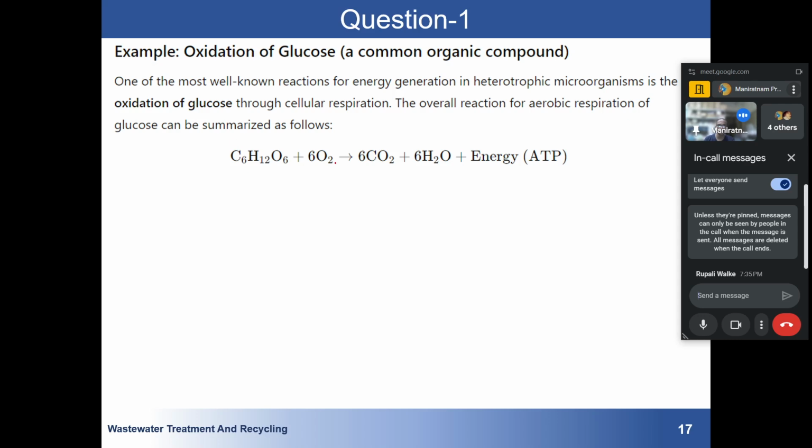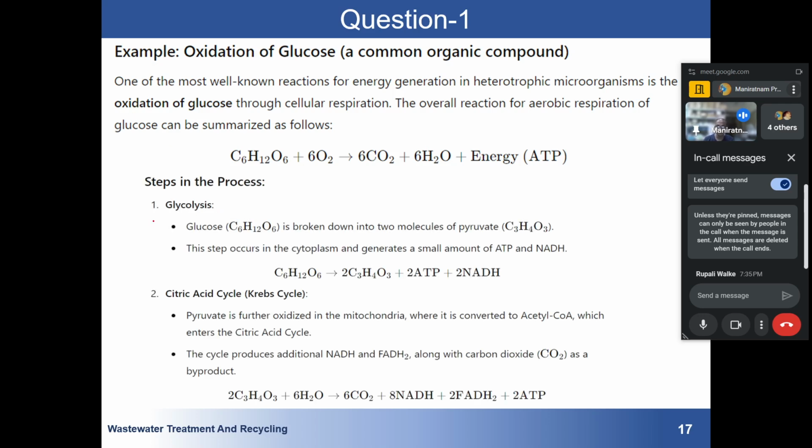aerobic respiration can be summarized as C6H12O6 plus 6O2 giving 6CO2 plus 6H2O, and energy is released in the form of ATP. Remember, this is not a direct process where oxygen and organic matter are available and the reaction simply happens. It goes through different cycles.